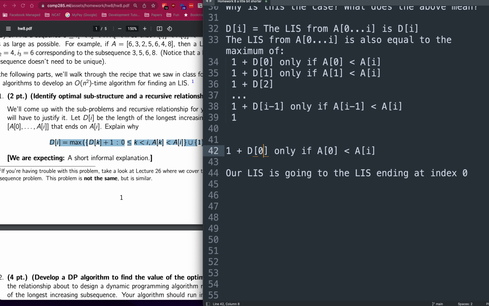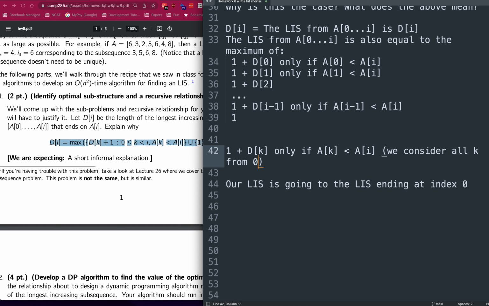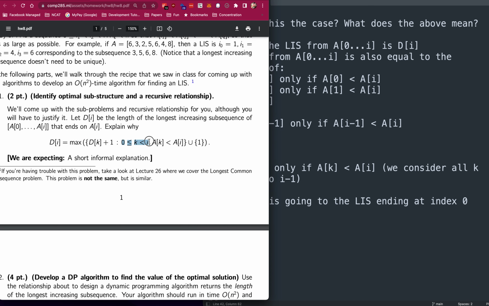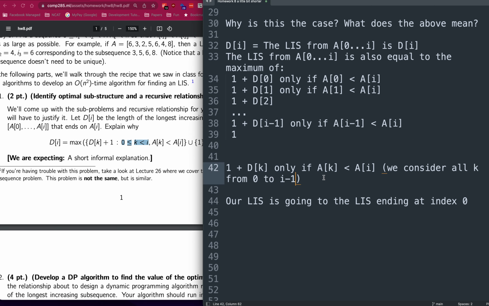Or let's generalize this. Let's say 1 plus dk only if ak is less than ai, and then we consider all k from 0 to i minus 1 inclusive, right? That's what the definition tells us here. That's what this means. We consider all of those, right?